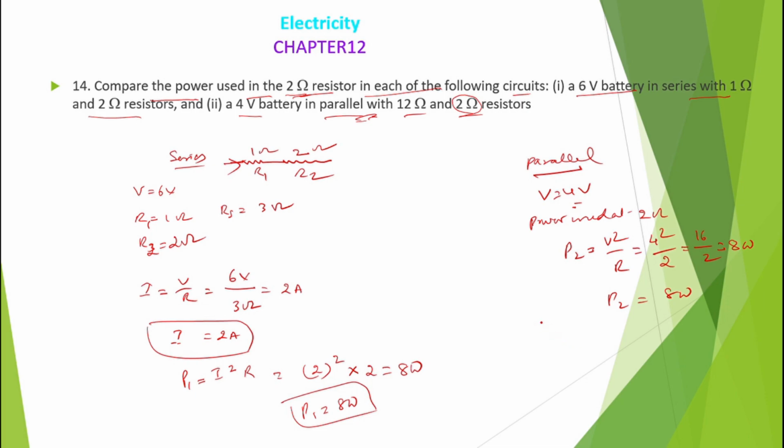So compare between these resistors with power. That means P1 by P2 is equal to 8 watt by 8 watt, is equal to 1. So the ratio of P1 and P2 is 1.